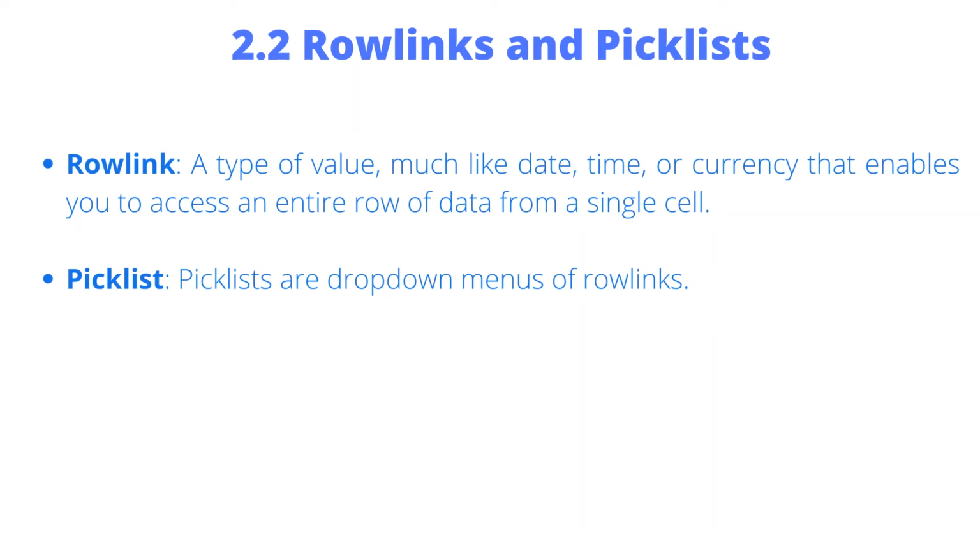A picklist, on the other hand, is a drop-down menu of rowlinks. You can use a picklist in your tables and your apps. Picklists enable you to limit table rows stored in a cell. Let's look into rowlinks in detail.